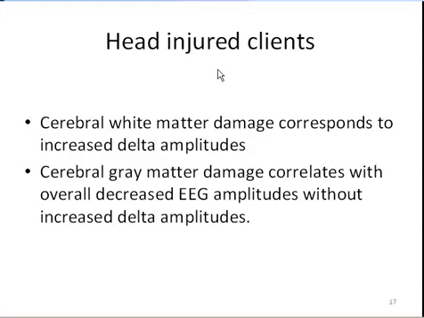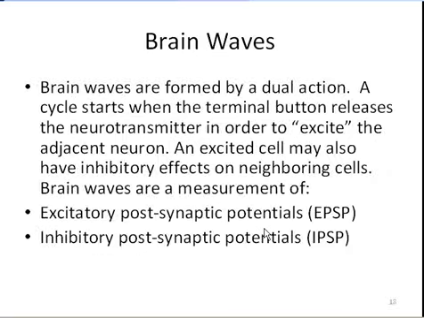When there's injury to the head, there could be changes in cerebral white matter damage or gray matter damage. White matter damage corresponds to increased delta. Gray matter damage corresponds to decreases in power.